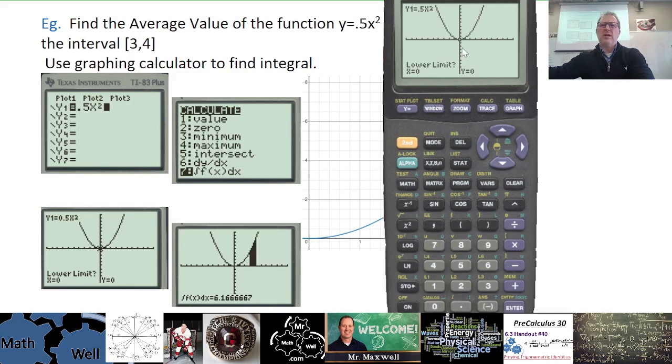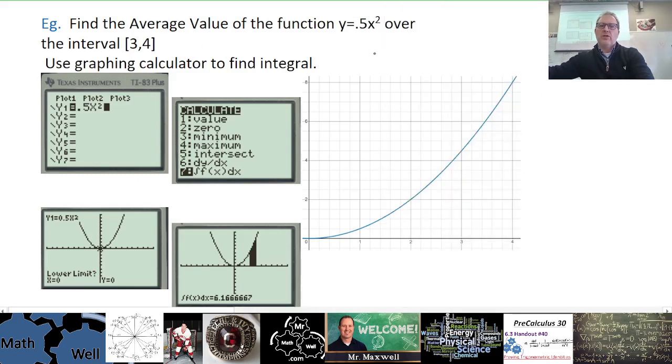You have to plug it in anyway. So graph it, and it'll ask you for the lower limit. That is basically what you're trying to find, right? The integral from 3 to 4 of 0.5x squared dx. Now this is an easy one, so you could do this on your own, I know, but this is what you're trying to find.